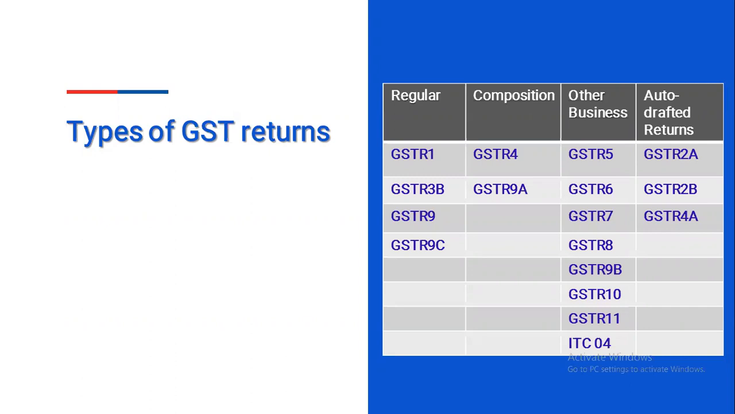And for the composition taxpayer, they have to file GSTR-4. It contains the sales information of the composition taxpayer, and 9A is the annual return for the composition seller. For the other business type entities, they have to file GSTR-5, 6, 7, 8, etc. And GSTR-9B comes for the e-commerce platform sellers. They have to file GSTR-9B for their annual return purpose. And ITC-04 will be there. This is for the job work holder. Any entity that is doing job work has to file it.